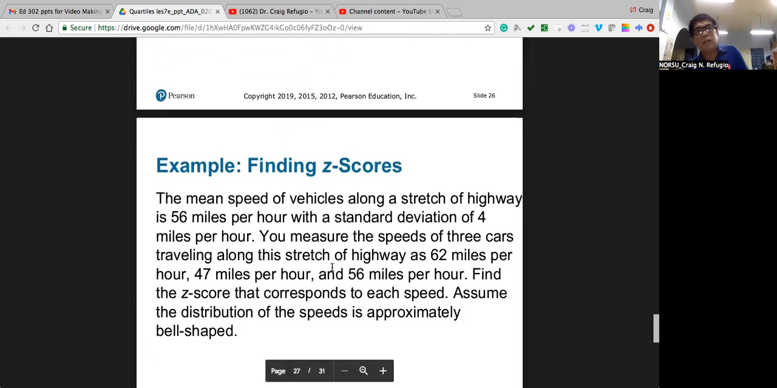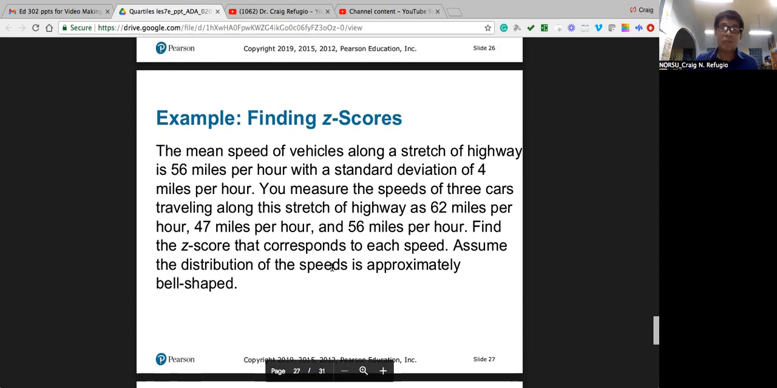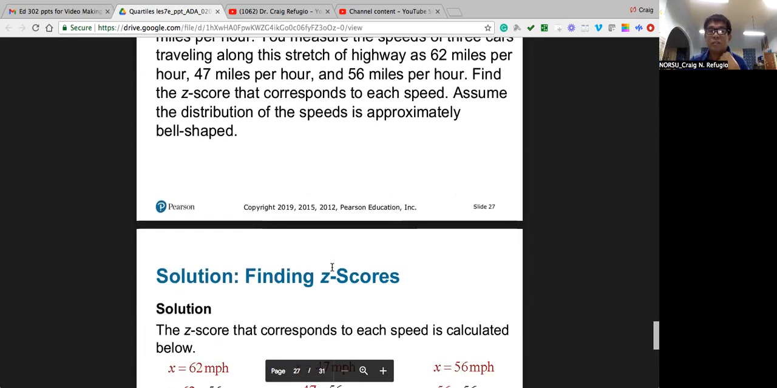So find the z-score. The mean speed of vehicles along a stretch of highway is 56 miles per hour with a standard deviation of 4 miles per hour. You measure the speeds of three cars traveling along the stretch of highway as 62 miles per hour, 47 miles per hour, and 56 miles per hour. Find the z-score that corresponds to each speed. Assume the distribution of the speeds is approximately bell-shaped, a normal distribution, or a symmetric distribution.